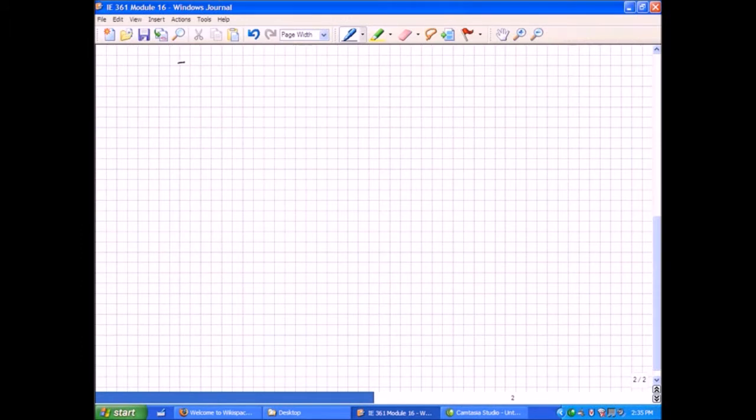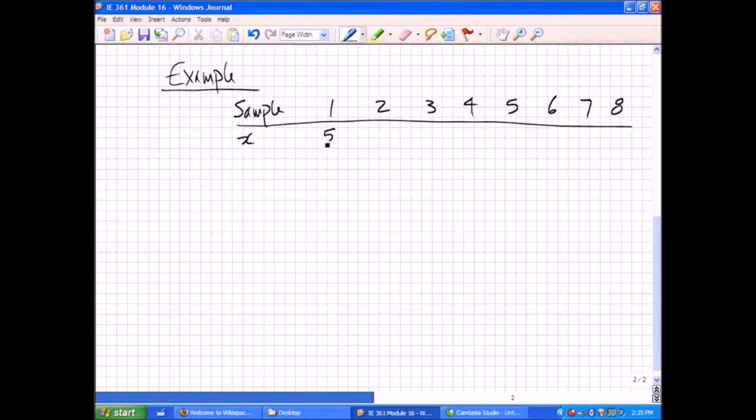So as an example, let's think about a situation like this where I have, say, samples 1, 2, 3, 4, 5, 6, 7, and 8 with observations, single observations, samples of size 1 that for sake of argument happen to be 5, 3, 9, 10, 17, 4, 6, and 2.